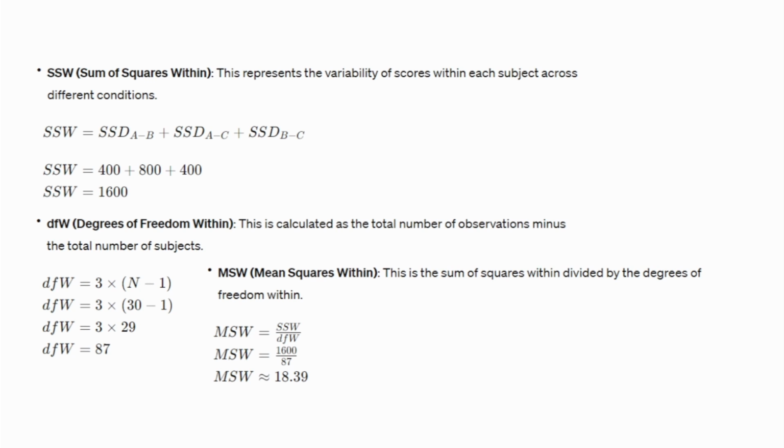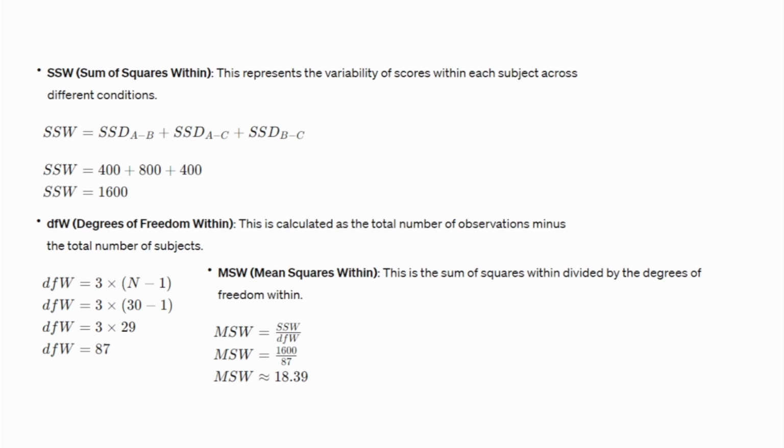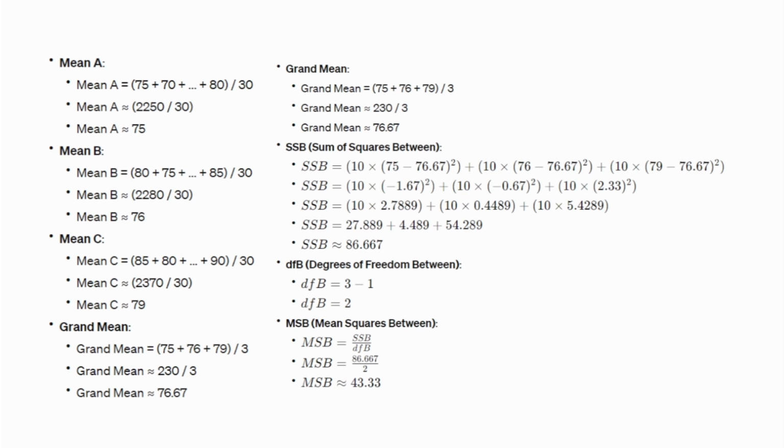We have 30 samples, so 30 entries. For testing per column, we have 29, 29, 29. So 29 plus 29 plus 29 becomes 87. So degree of freedom is got, error we have got, and in that way we get the mean square error within. That translates to 18.9.